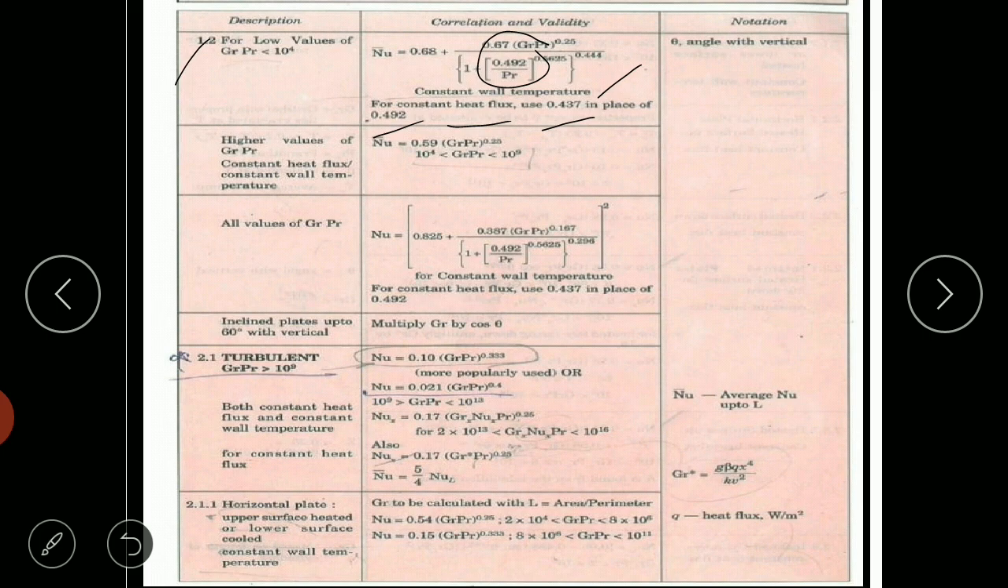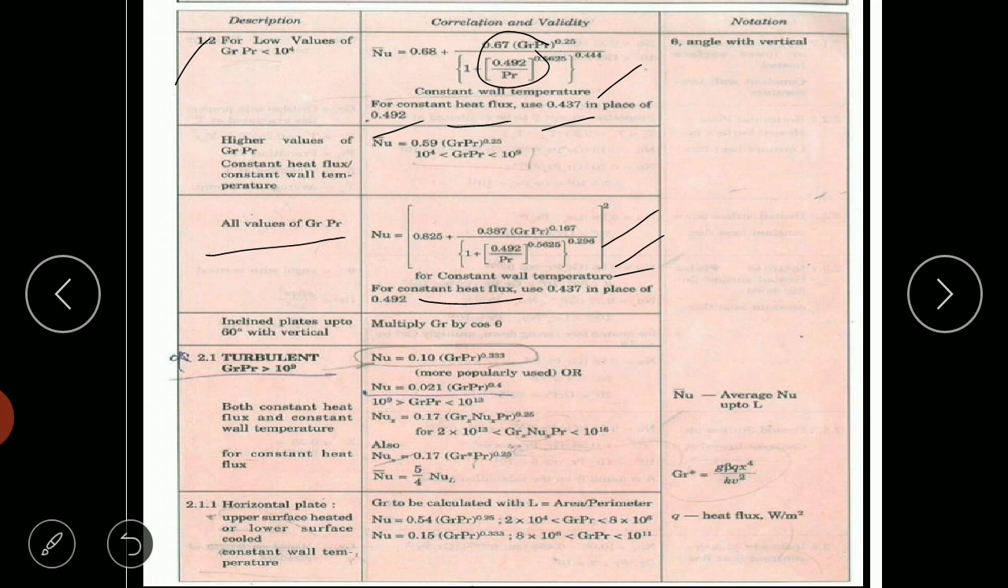on constant heat flux. Okay, but for now, for the syllabus, we have constant wall temperature problems, but in examination, if you get a constant heat flux problem, please make this change and solve the problem accordingly. Other things will remain as it is, only you have to replace the value accordingly. Okay, next, for all values of GrPr, which is a general formula, we have discussed this one. So for all values of GrPr, this is applicable. Again, in this case, constant wall temperature and constant heat flux, you have to make the changes accordingly.